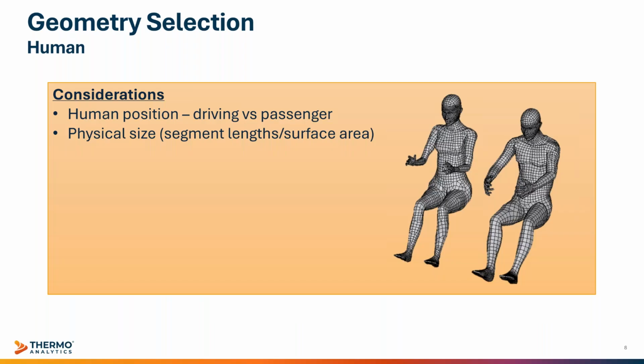Also, if you're modeling airflow with RapidFlow or CFD, the person's size and positioning is going to affect the airflow patterns in the cabin. So it's good to be kind of close to reality when deciding the size of your model so that the results are as accurate as possible.